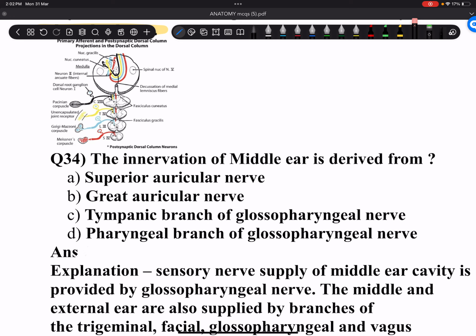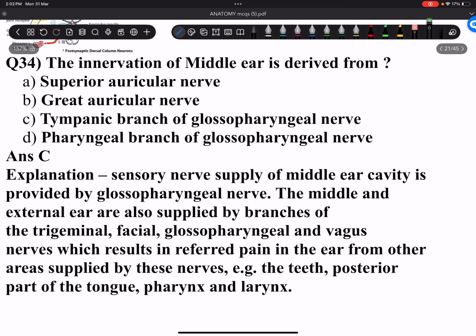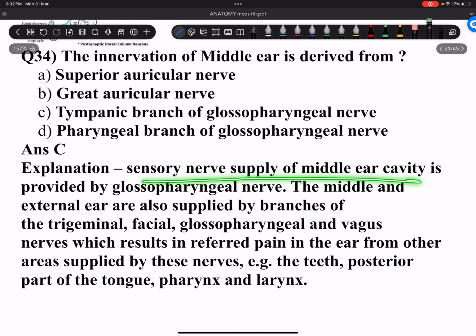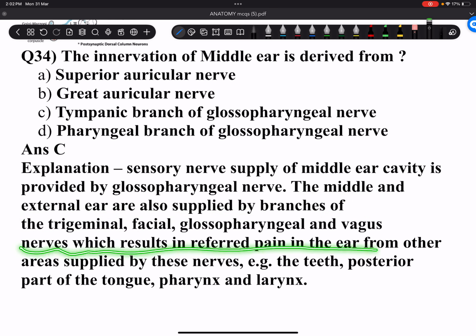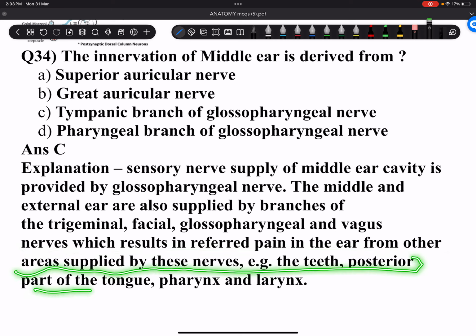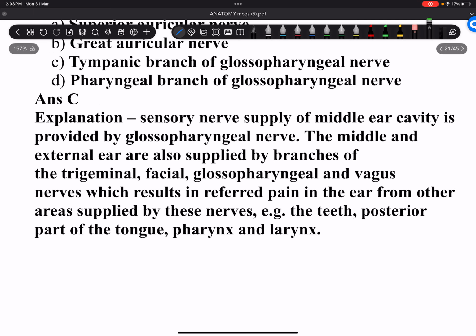I hope you got the answer right. Yes, tympanic branch of glossopharyngeal nerve. The sensory nerve supply of the middle ear cavity is provided by the glossopharyngeal nerve. The middle and external ear are also supplied by branches of the trigeminal, facial, glossopharyngeal and vagus nerves, which results in referred pain in the ear from other areas supplied by these nerves: the teeth, posterior part of the tongue, pharynx and larynx.